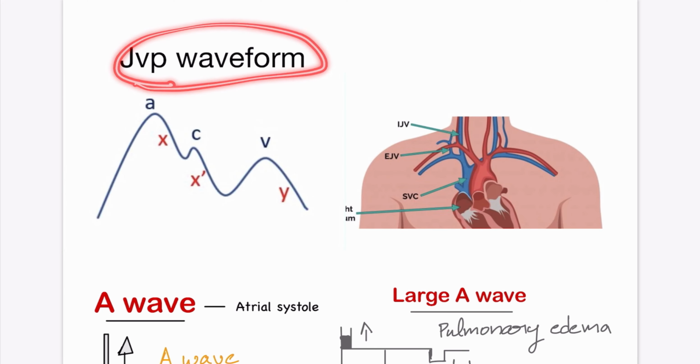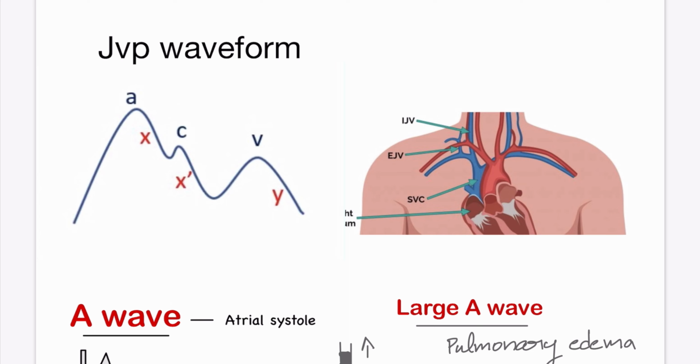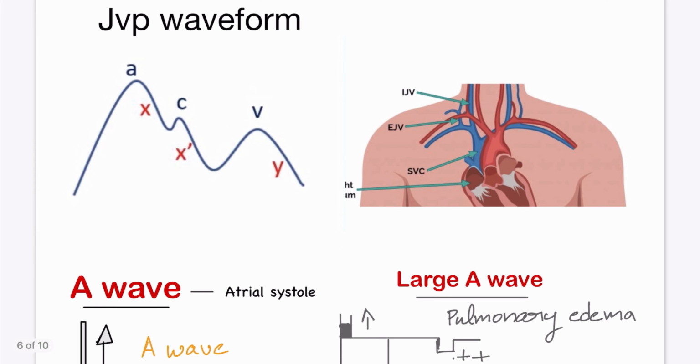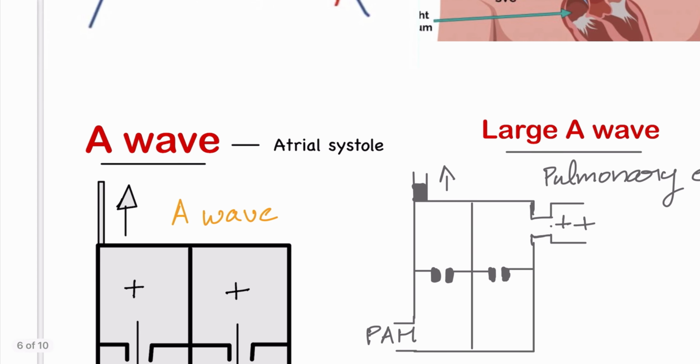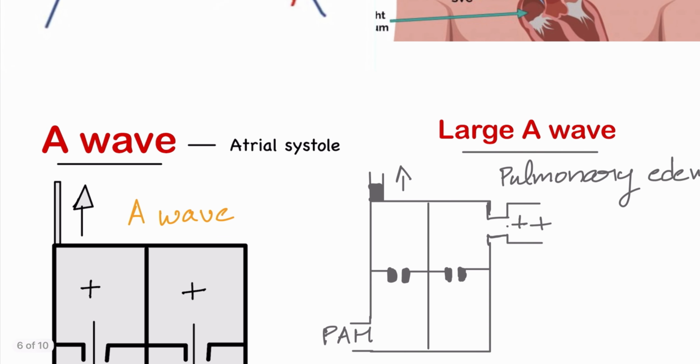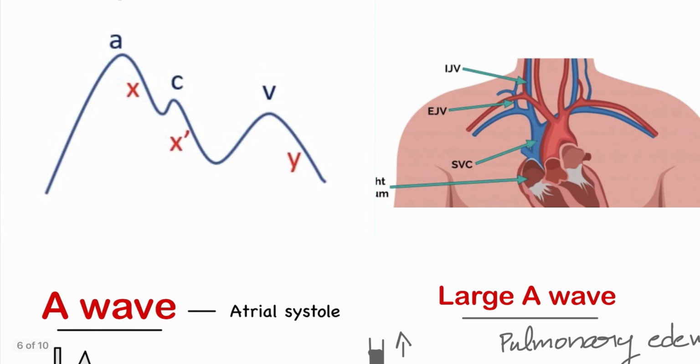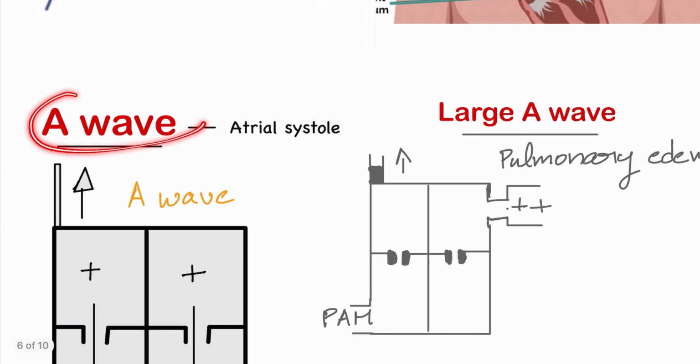JVP waveform. This is the most important part in this discussion. And these are the JVP waveforms. You have A wave here, C wave, V wave, X descent, and Y descent. As I told before, this is the right atrium, and this right atrium is connected to the internal jugular vein through the superior vena cava. That's why we are using the internal jugular vein to access the JVP. And now we are going to learn how these waves are formed.